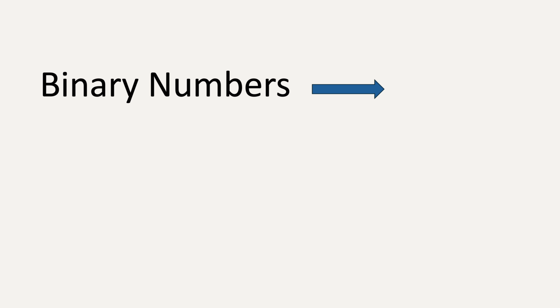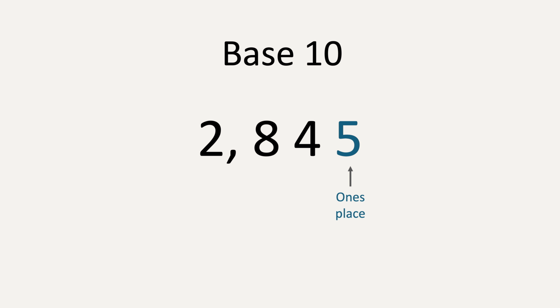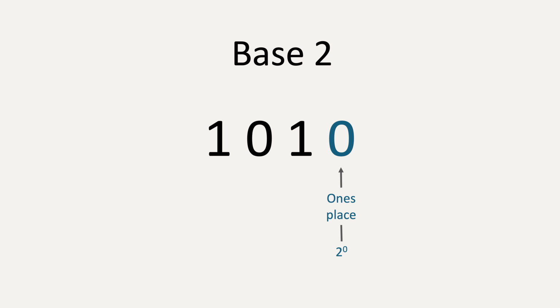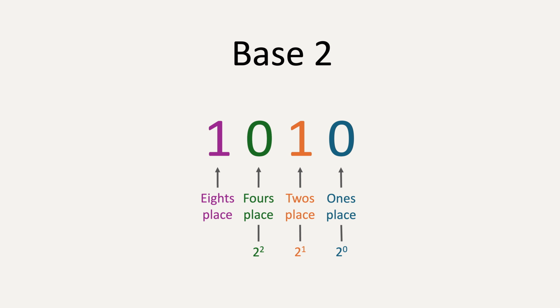Binary numbers are expressed in base 2 and so only use the digits 1 and 0. In base 10, which is the number system that we're used to, each digit's place goes up by a power of 10. So for example, this number has a ones place, which is 10 to the 0th power, a tens place, which is 10 to the first power, a hundreds place, which is 10 to the second power, and so on. In base 2, each position goes up by a power of 2. So we start with a ones place, which is 2 to the 0th power, then there's a twos place, which is 2 to the first power, then a fours place, which is 2 to the second power, and so on.